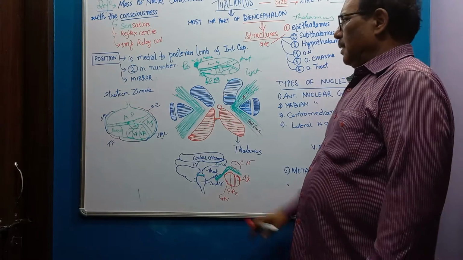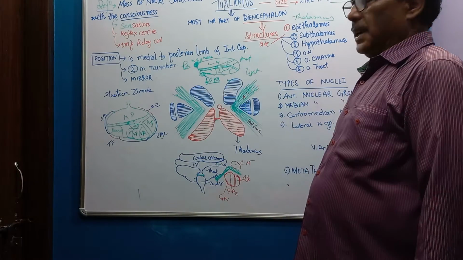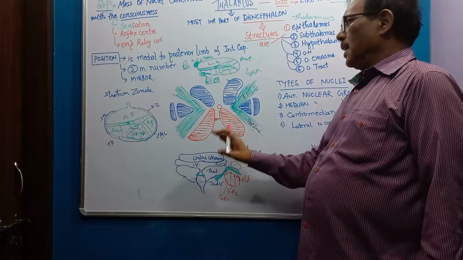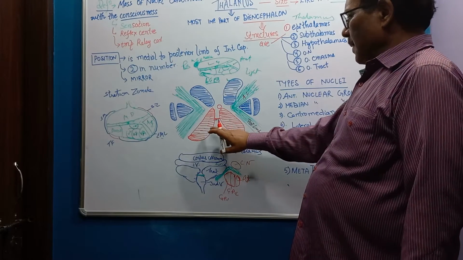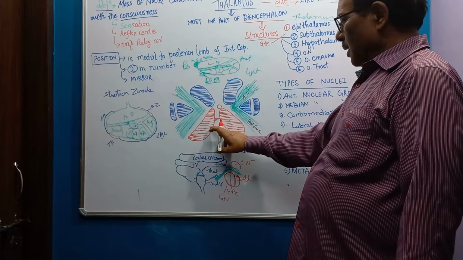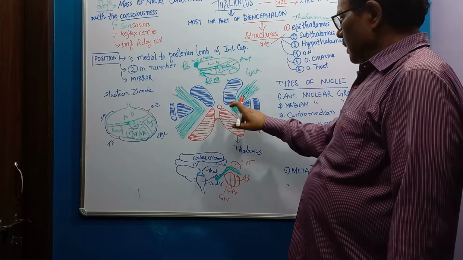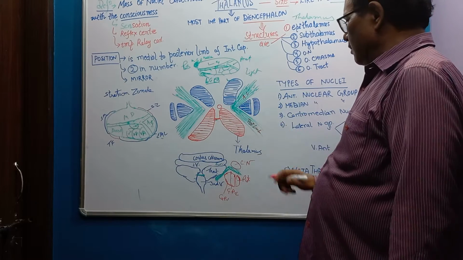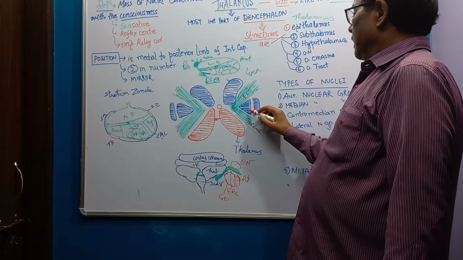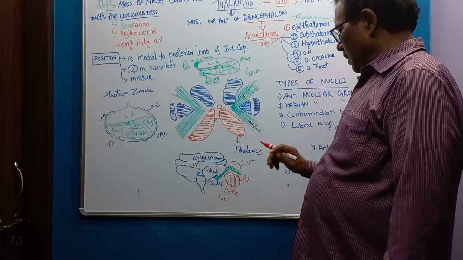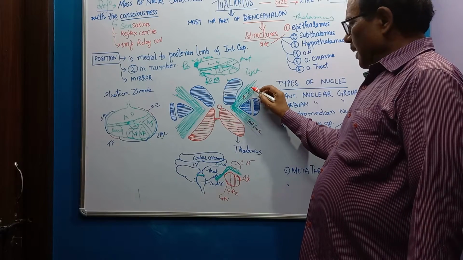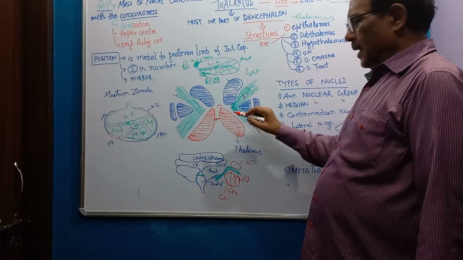Position of the thalamus. It is medial to the posterior limb of the internal capsule, and there are two in number, one on each side, mirror images of each other. Thalamus is singular and the plural is thalami. Here we see the internal capsule, anterior limb, posterior limb, the caudate nucleus, globus pallidus interna and externa, and putamen. We learned about this in our basal ganglia video. This is the anterior limb of the internal capsule, and here is the genu.